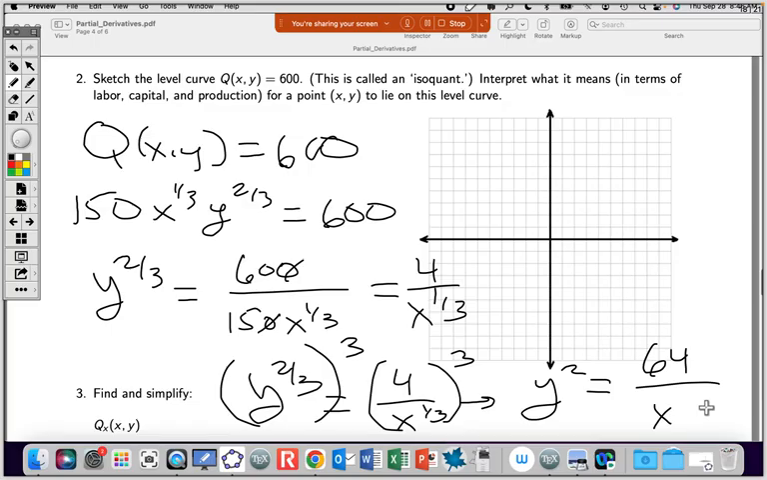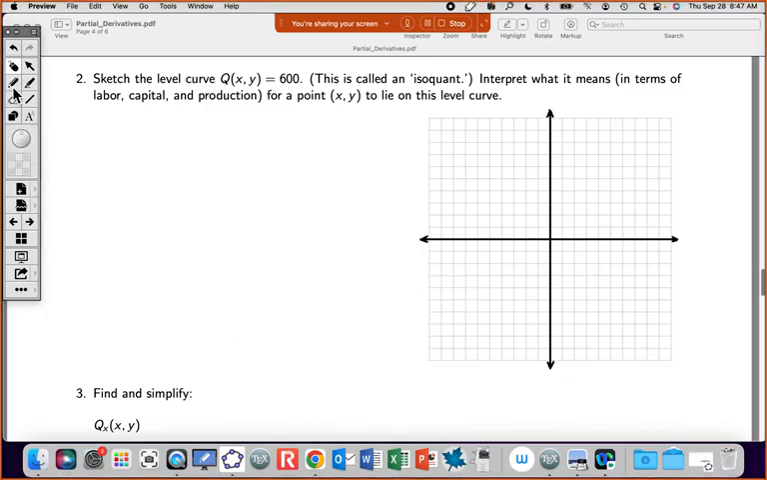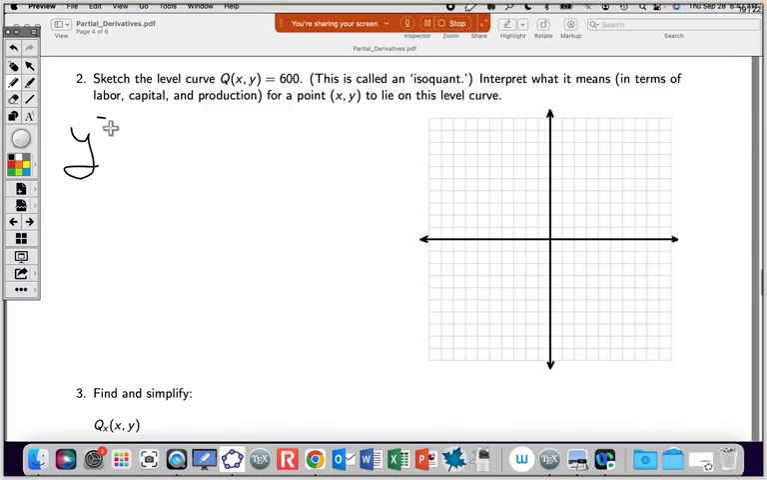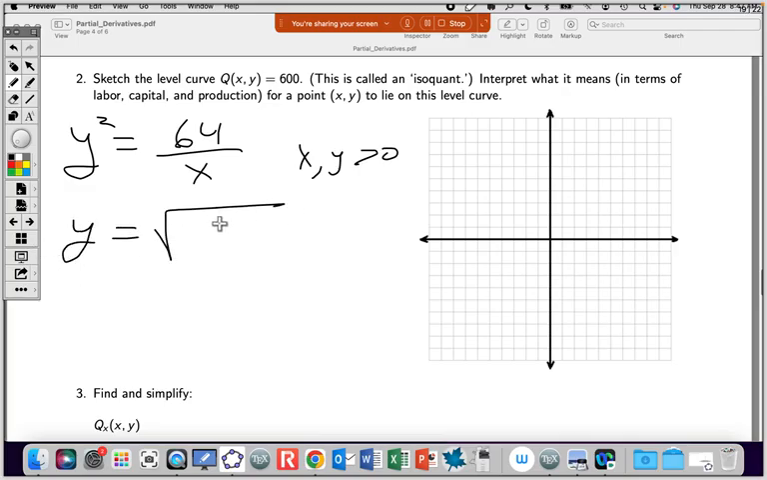And then since x and y represent the amount of money being spent on things, we can assume x and y are both positive. So I can take the square roots of this. So y squared equals 64 over x. But if x and y are positive, y would be the square root of 64 over x, 8 over root x, which is going to look roughly something like this.